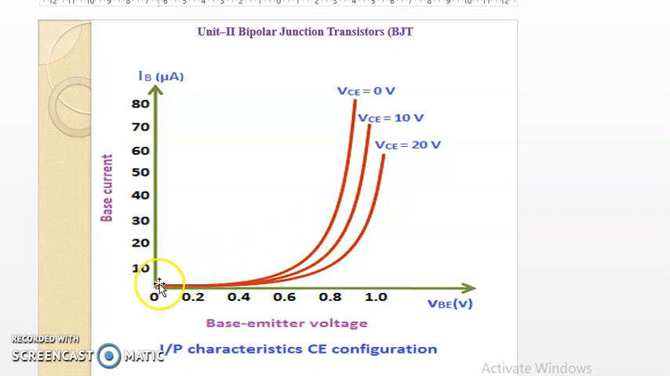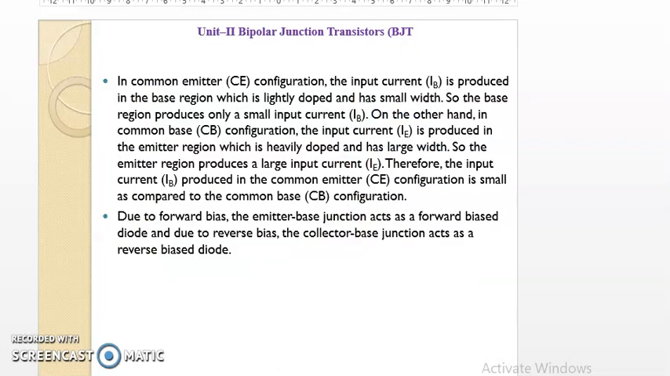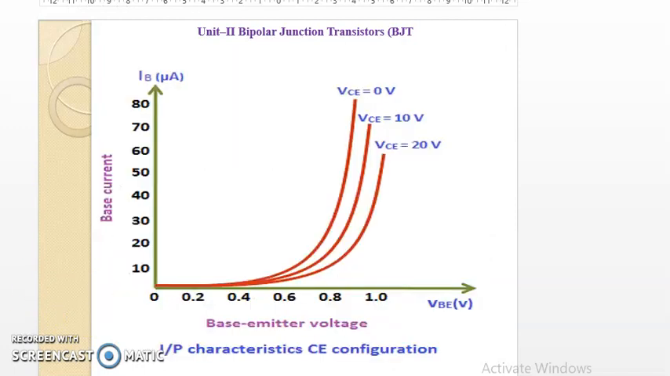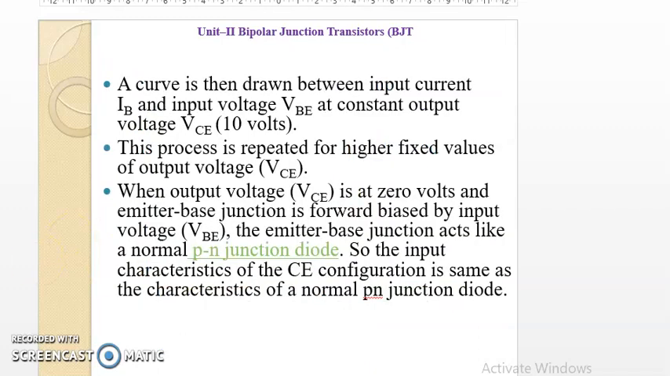There is no rapid change up to what? 0.7 volt. This is said to be the cut-off voltage of a transistor. But it is a silicon transistor, that's why 0.7 volt is the cutoff voltage, and once it crosses the cutoff voltage, by varying a small amount of VBE, there is a rapid change in the base current. This point one has to note carefully from this graph. Got it?